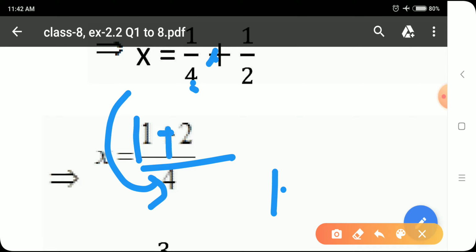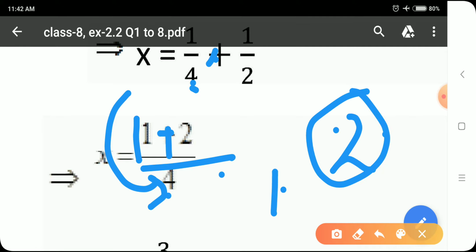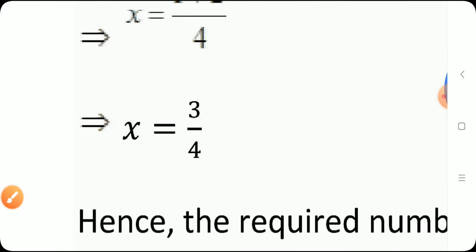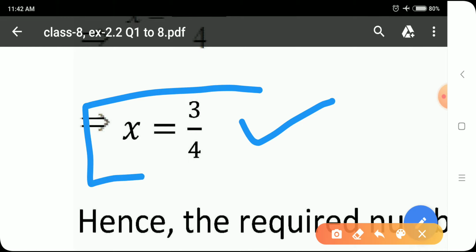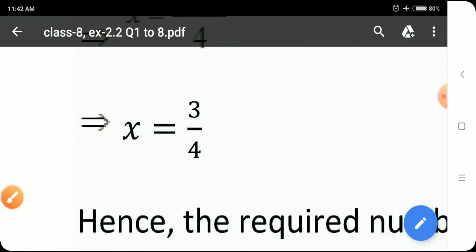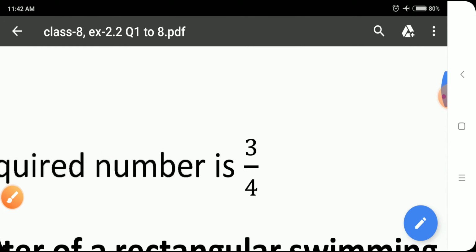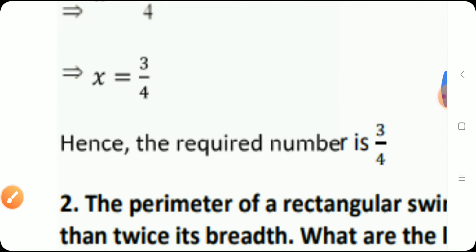So the plus sign is there. Now dividing 4 by 2, you will get 2 as your answer. Multiply 2 to this 1, you will get 2 here, so it becomes 2 plus 1, 3 by 4. So the number is 3 by 4. You will write that, hence the required number is 3 by 4. So this is question number 1.